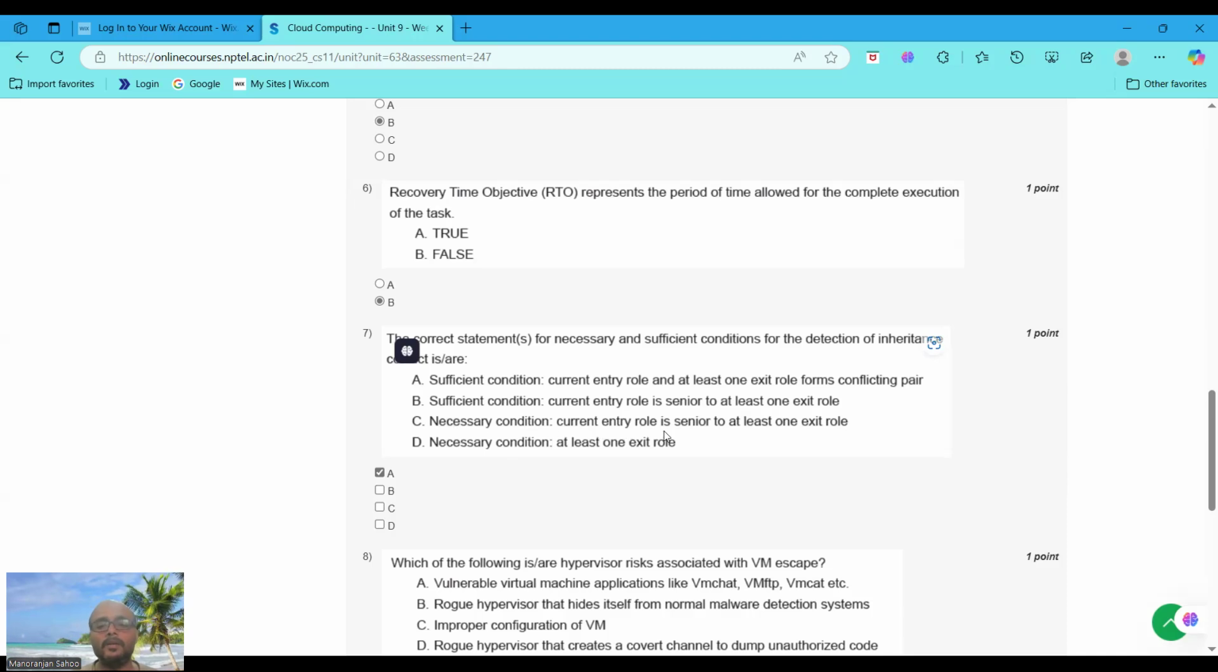Necessary condition, the current entry role is senior to at least one exit role, definitely. Necessary condition, at least one exit role. So option A and C. We can choose option A and C. Why do we choose option A and C?